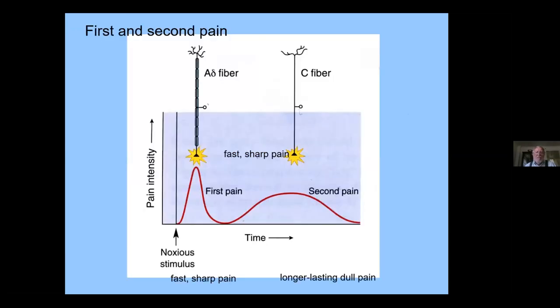So here is the first and second pain. You basically can see fast, sharp pain can happen with either A delta and C. The intensity of the pain is much higher, but it's a much shorter duration. Whereas second pain is dull, throbbing types of pain. I always remember the commercial, I think for Anacin, where they would have people being hit with a hammer, people getting burnt, and people getting stabbed, and go through the various types of pain there.